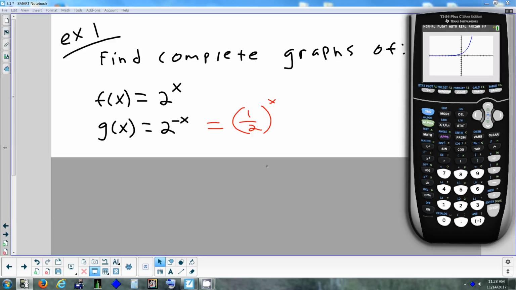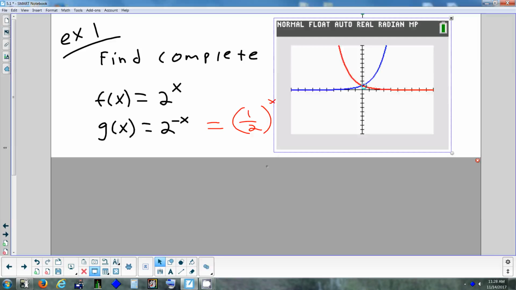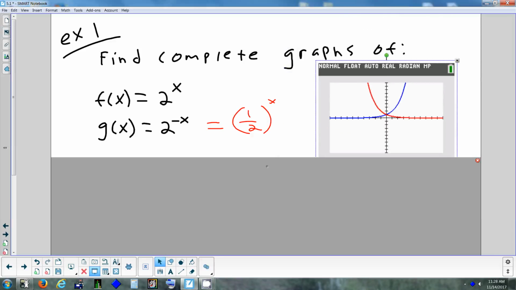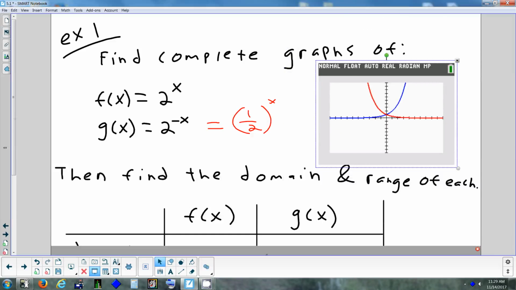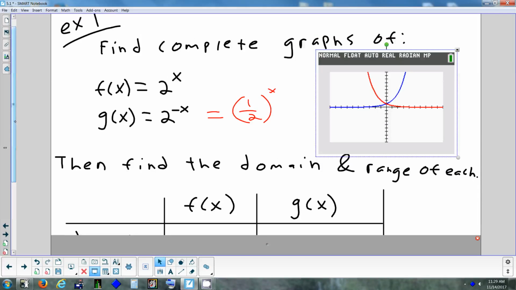Okay, so there's 2 to the x. Notice it's growing very rapidly as you go to the right. There's 1/2 to the x. It's decaying as you go to the right. Okay, so looking at those two graphs, we're going to summarize the domain and range of each one.